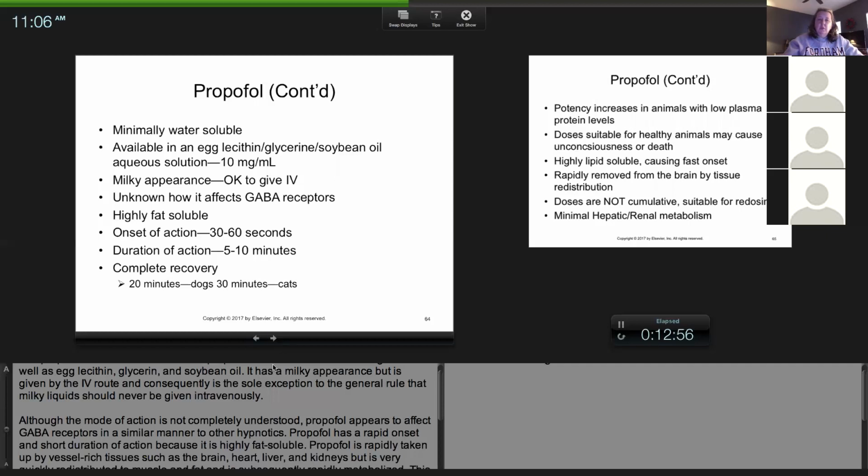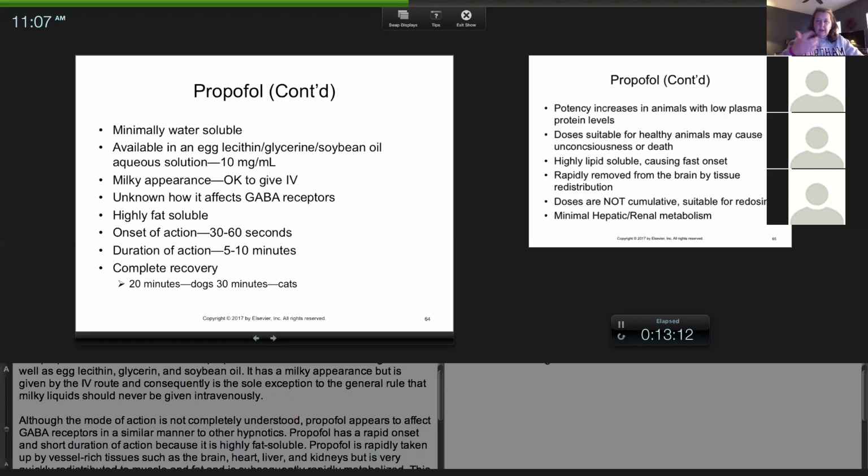And one thing to know, it's minimally water soluble. The base, this drug is white, so it looks like milk. It's actually an egg lecithin soybean oil solution, so it's a little bit oily.